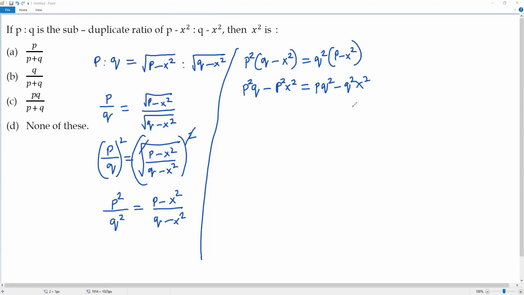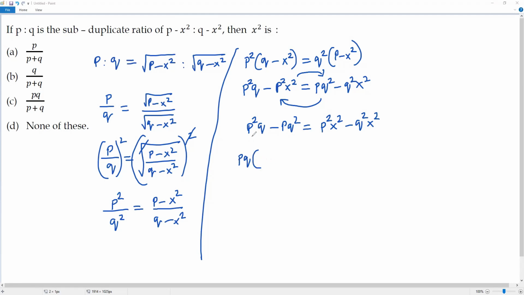Now we have to get the terms containing x² on one side of the equation, and the terms that do not contain x² on the other side, because my aim is to solve for x². Okay, let's move this term −P²x² to the right side and move this term PQ² to the left side of the equation. Then we have P²Q − PQ². When I move this −P²x² to the right side, it will become positive P²x². Already we have −Q²x². Now, what is the greatest common divisor of these two terms? That is PQ. We can factor PQ out.